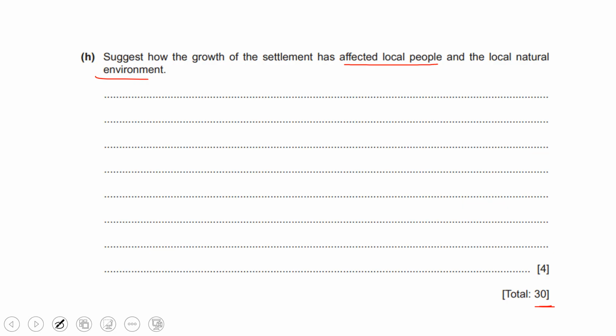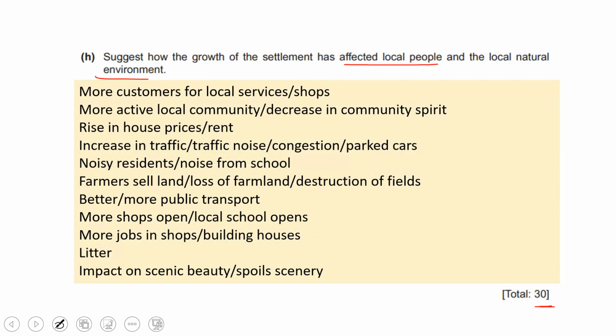Now, on the local people, they tend to lose their farmland. They can get jobs within the area, low paid houses. So there'll be more customers for local services, more active local community, rise in house prices. Obviously, there's an impact. There'll be an increase in traffic because more people are now living there. Farmers will sell their land, so there'll be loss of farmland, destruction of fields, more public transport, more schools, litter around. So all these are majorly how it affects people.